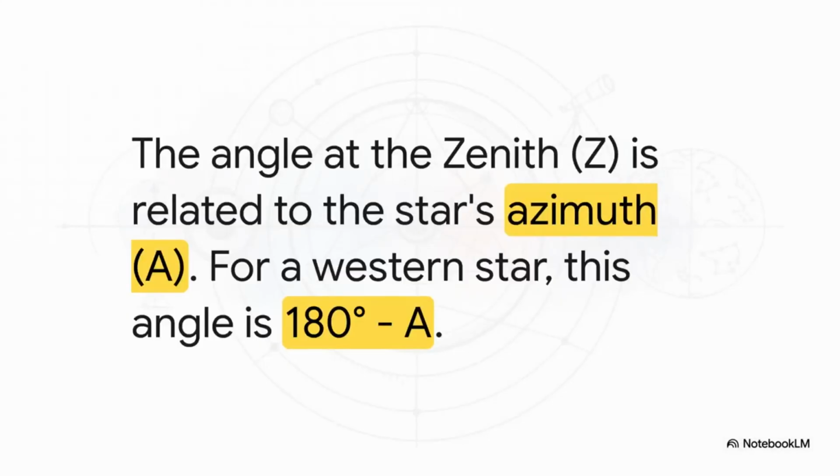sky. Now let's move to the angle at your zenith, Z. This angle is directly tied to the star's azimuth, A, which is just its compass direction. For any star that's in the western half of the sky, this internal angle of the triangle is equal to 180 degrees minus its azimuth. This gives us the crucial link to the star's bearing along your horizon.